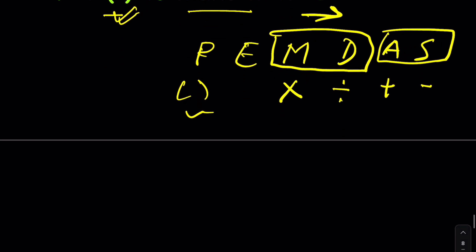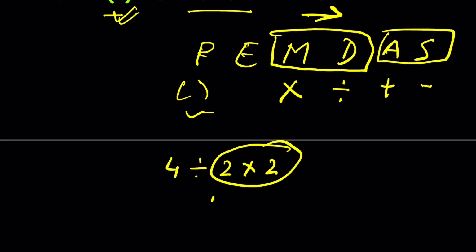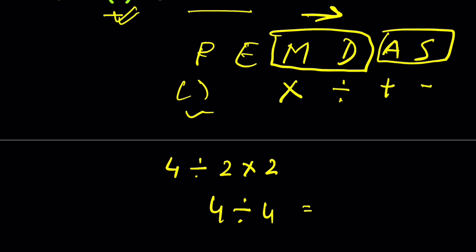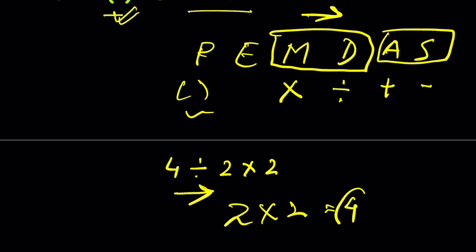That means if you get a question like this, 4 divided by 2 times 2, how will you solve it? As per PEMDAS, if you do multiplication first, it will be 4 divided by 4. That means 1 will be your answer. But this is not the correct answer. Why? Because we have to solve it from left to right. So 4 divided by 2 will be done first. 4 divided by 2 will be 2, then times 2 equal to 4. 4 is the correct answer.